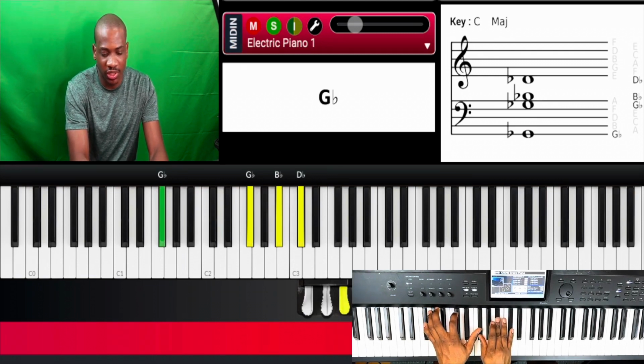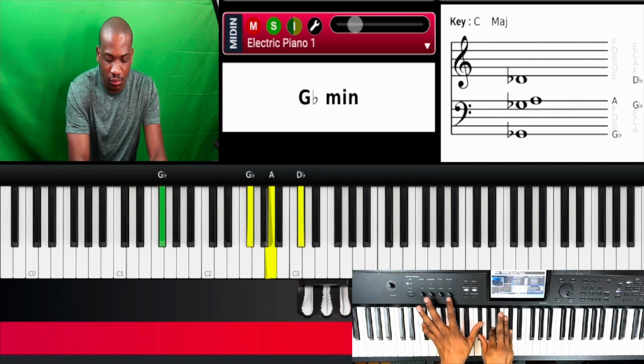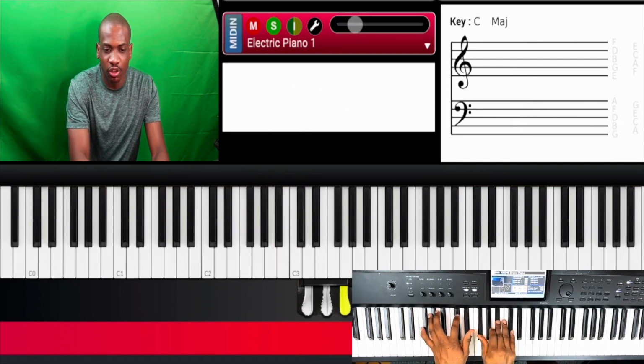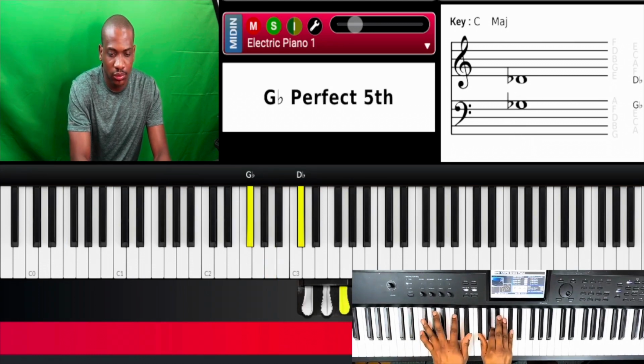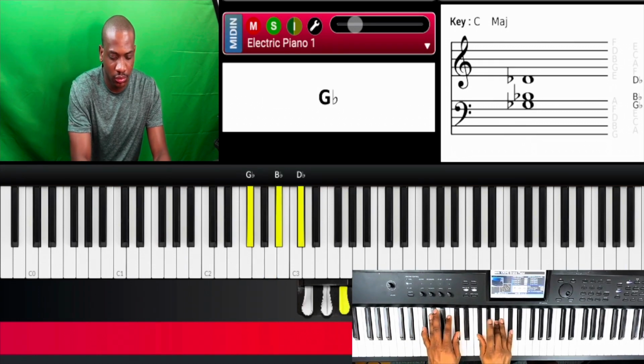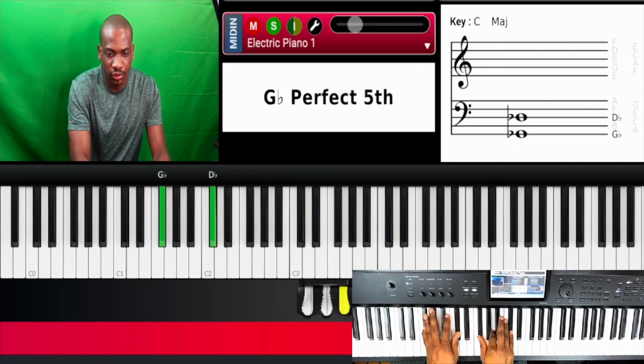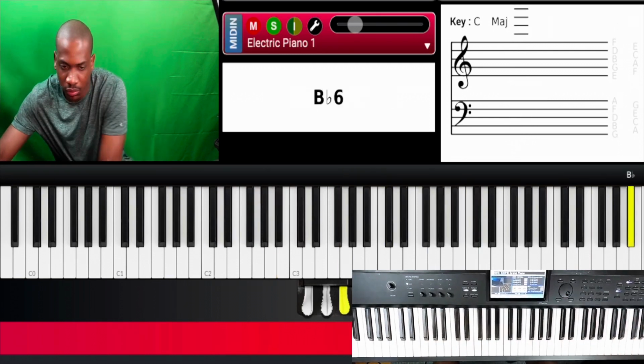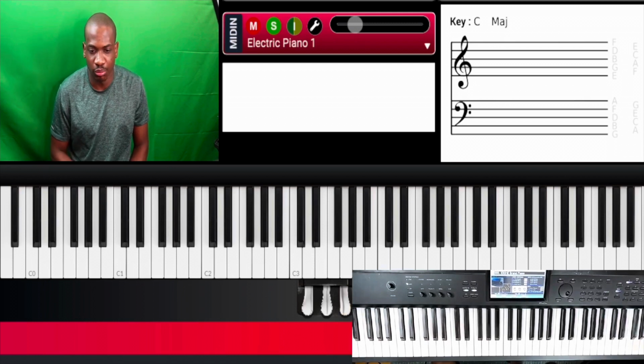This F sharp, you can make this now. This is a major, right? You can make this a minor by going like this. This major, minor, major, minor. So that's how you make majors and minors.